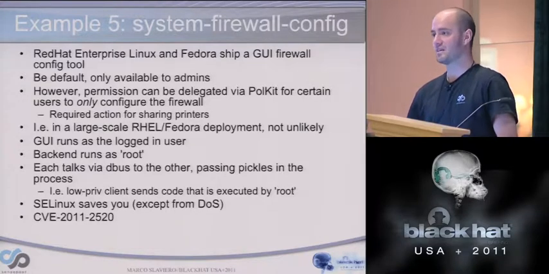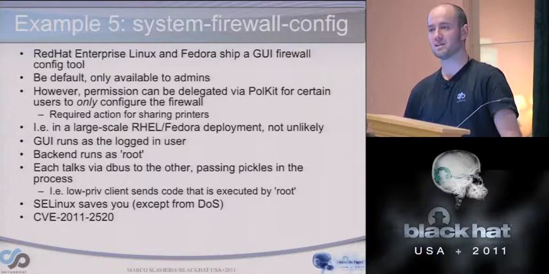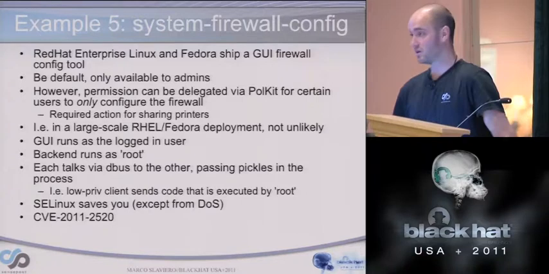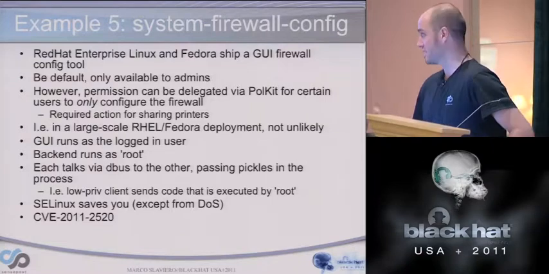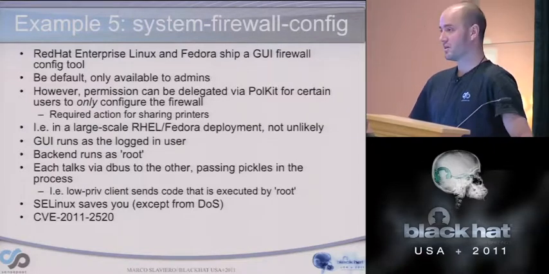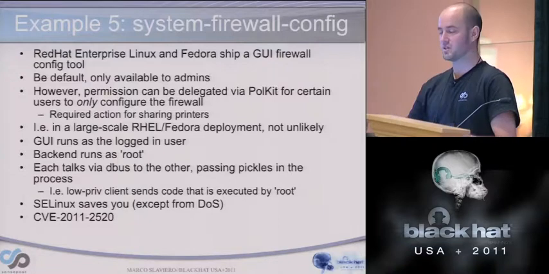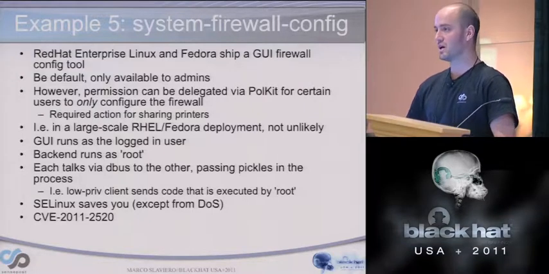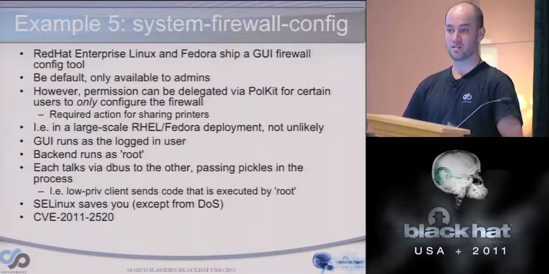But in campus-style networks where you have many users, it is possible to delegate the ability to configure network firewall rules to individual users who are not root. You do that using PolicyKit, which is a framework. In other words, you can say only these users, or you can assign individual users the ability to configure their firewall without giving them full root access at all. And that is required because in order to create and share printers, you need to modify firewall rules.